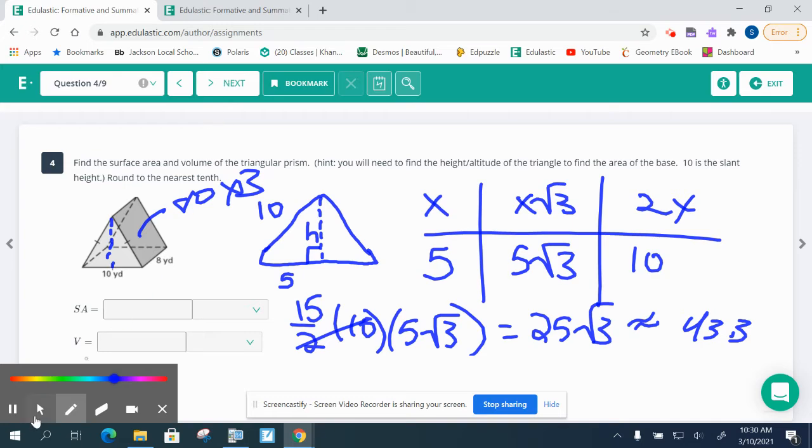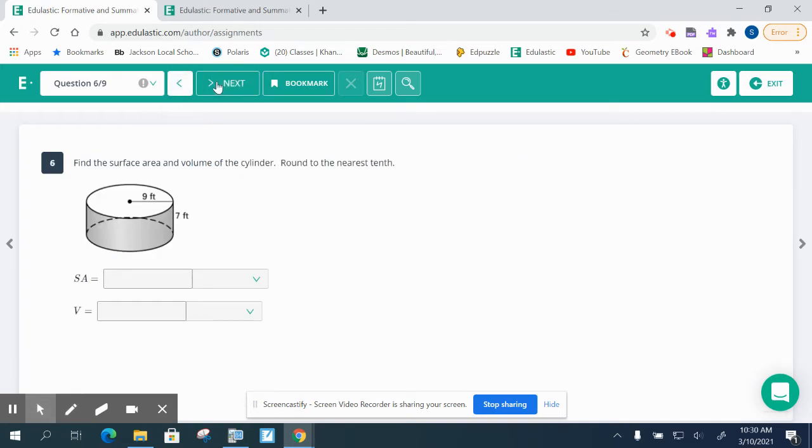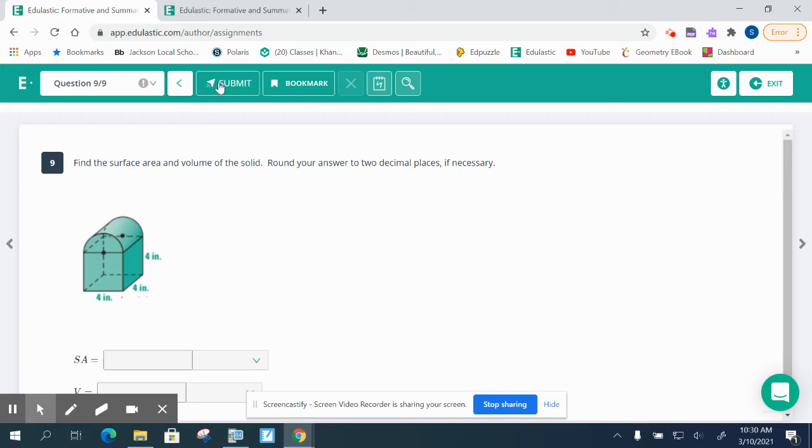So let's see if there's another question on here that people were struggling with. I don't think so. This one, whatever the cylinder is, just do half of it, I guess.